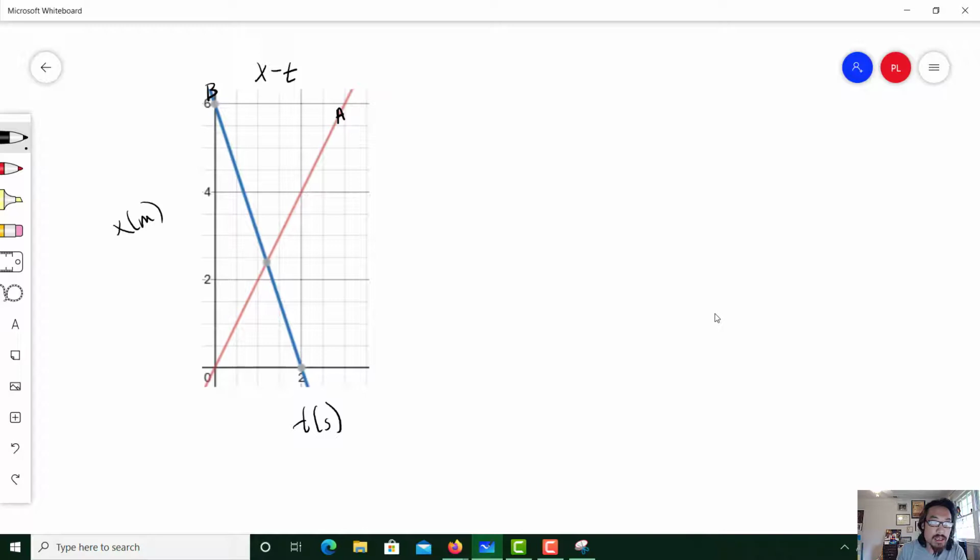Now, to keep things simple for us, I actually saved the line from before. So this is the same line from the previous problem, and we know that for A, the velocity for A was 2 meters per second. Okay. Now let's see what it is for B.